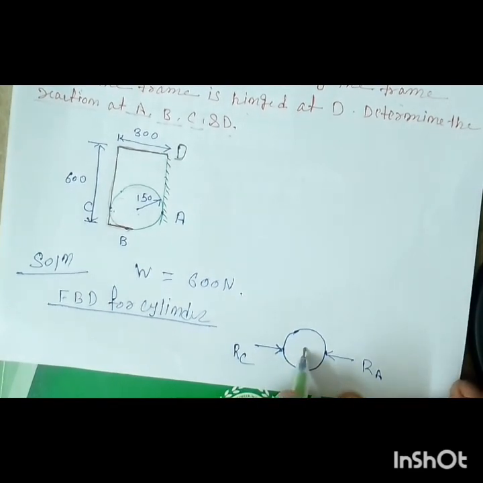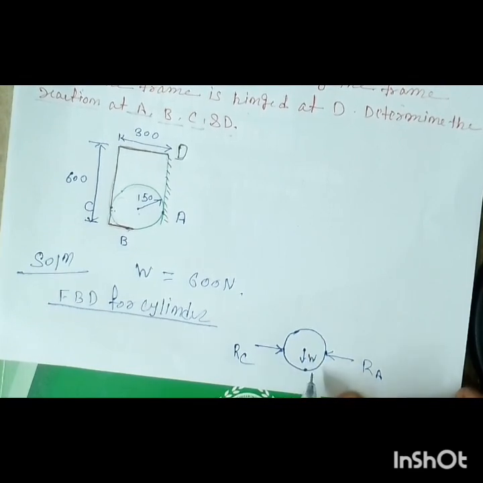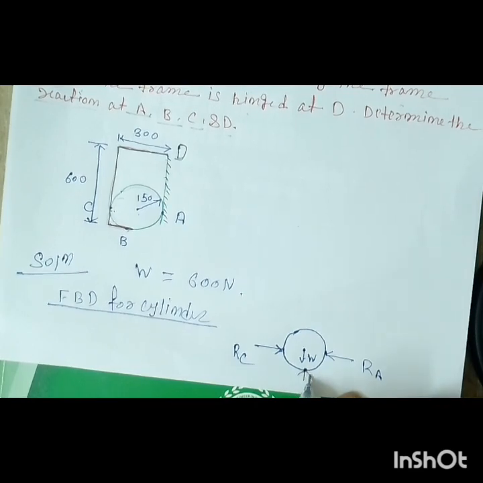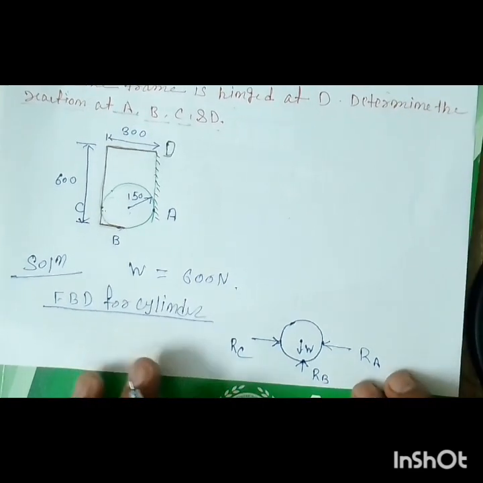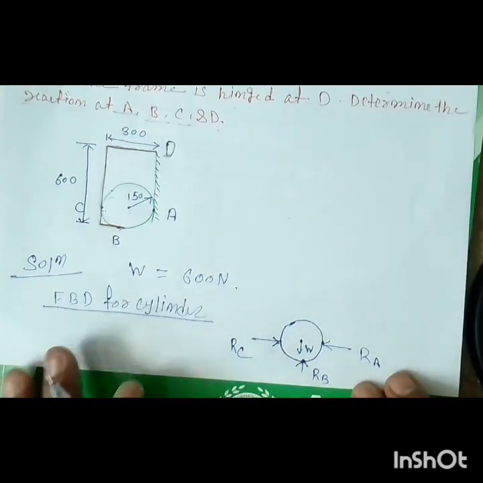Then the weight of the cylinder is always acting in the downward direction. Let's say I'm writing W, which is 600 Newton. So the reaction will act in the upward direction. This is your RB. Okay, so please draw this. This is the free body diagram for the cylinder.